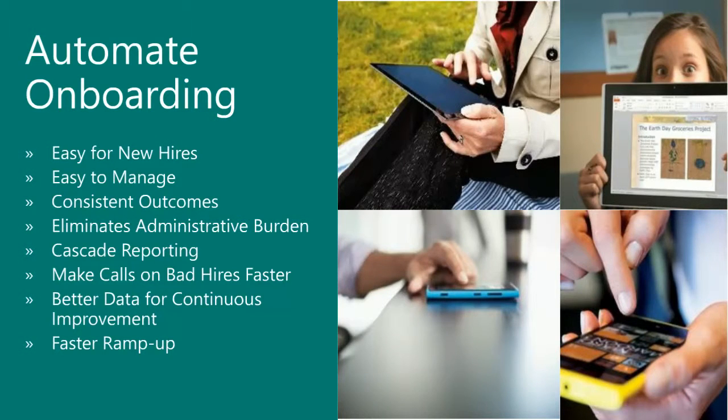You deliver consistent outcomes. It eliminates the administrative burden because there's no paper reporting, and you get cascaded reporting on exactly what the new hire is doing across the entire enterprise. What my clients find when they automate onboarding is it saves them a lot of money because they make calls on bad hires really fast, because they can see if someone's not committed to their learning and they're not going to learn.